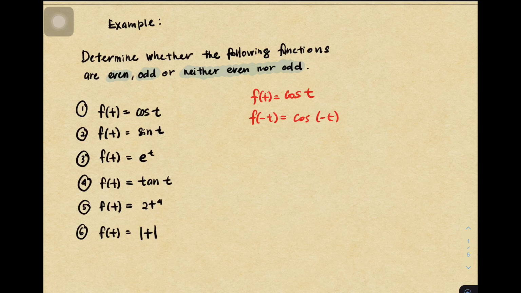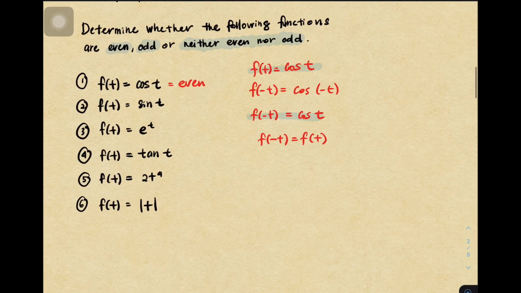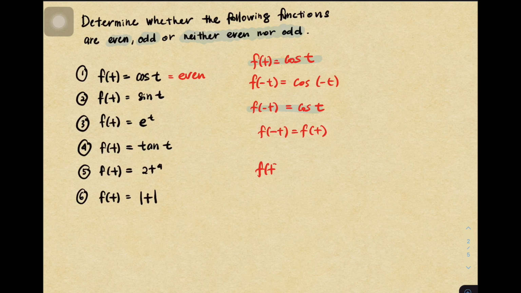By the trigonometry identities, you know that when you have cos of a negative variable, it will be positive, where cos(-t) is actually equal to cos t. So what you have here is f(-t) equal to cos t. Therefore, you can see here that f(-t) is equal to f(t), which means the first function is an even function.